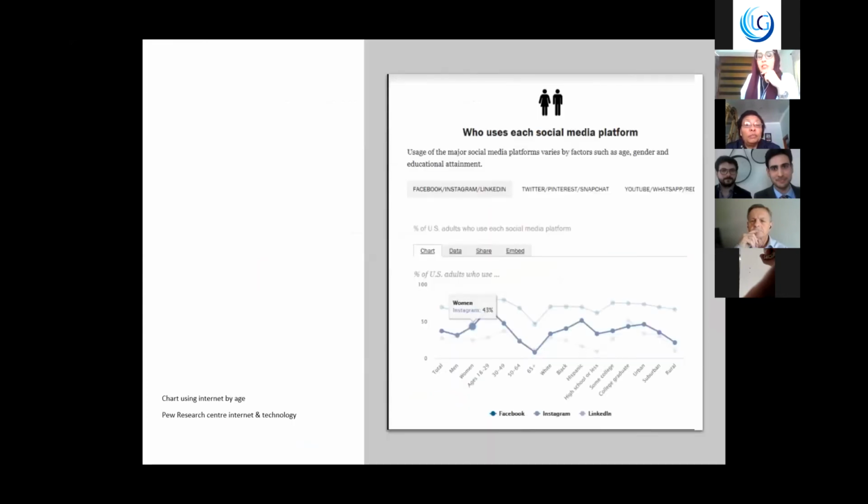We also have to consider that use of social media platforms varies according to gender, race, and education as well. For example, most women prefer using Instagram as a platform for communication. So for health promotion practitioners, we need to consider our target population before we select the proper platform.